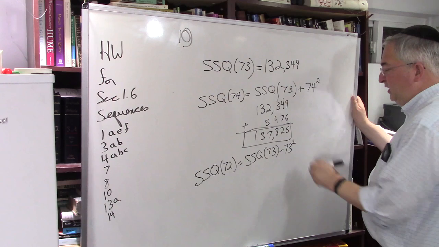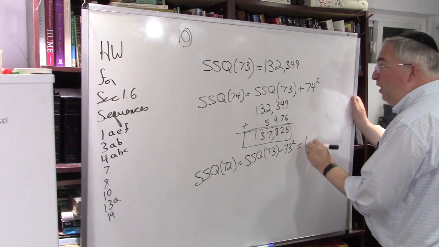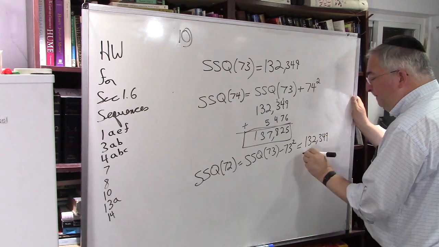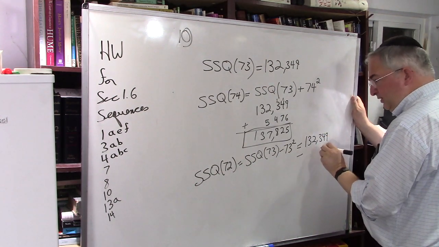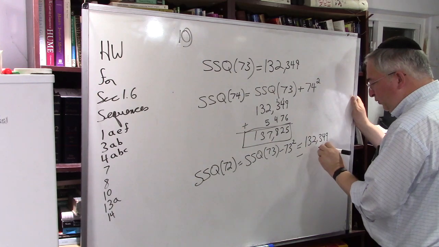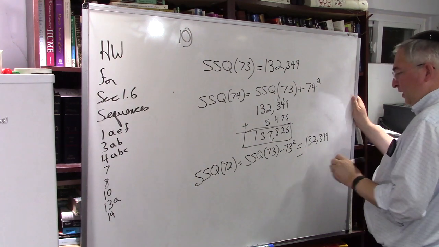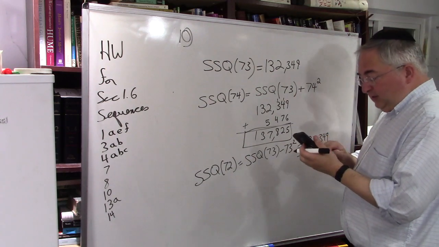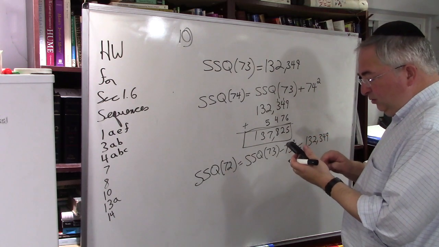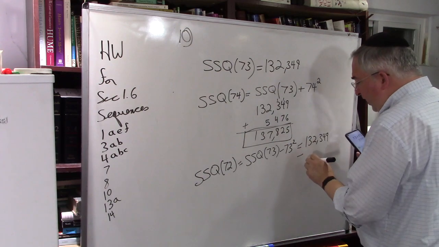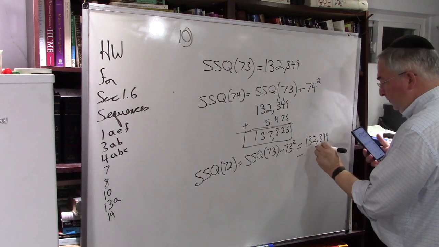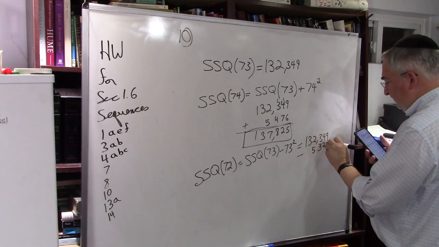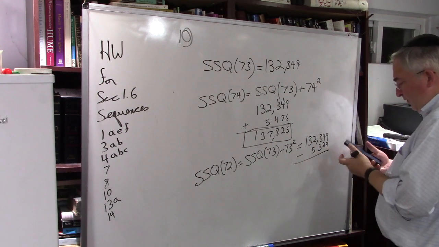Okay, so let's do this. This is equal to 132,349 minus the last one, which was 73 squared. Okay, so let's calculate what 73 squared is. Thank God we have a calculator. 73 times 73 is 5,329.